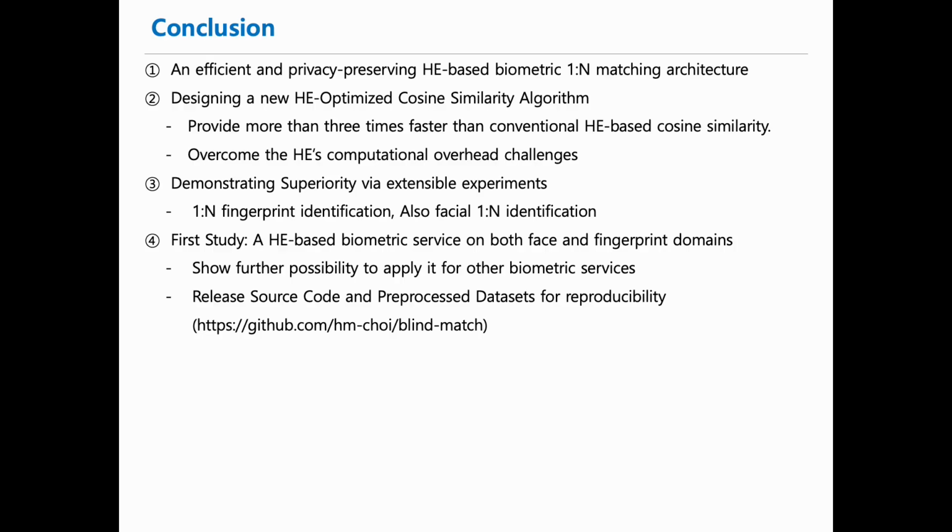Third is demonstrating superiority via extensive experiments: one-to-N fingerprint identification, also facial one-to-N identification. Finally, blind match is the first study of a homomorphic encryption-based biometric service on both face and fingerprint domains. We show a further possibility to apply it to other biometric services.